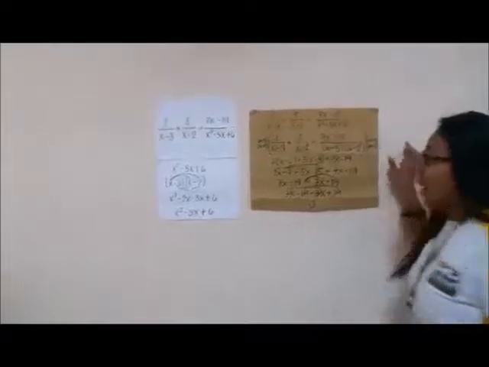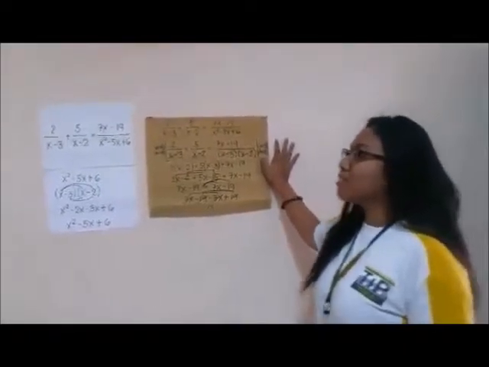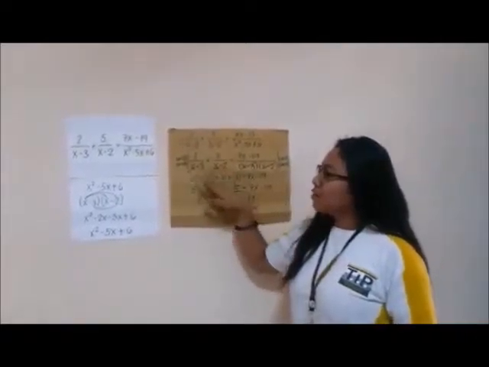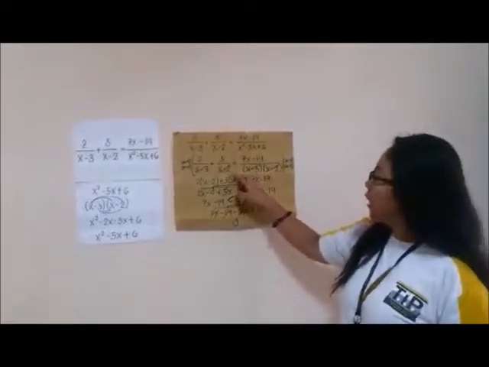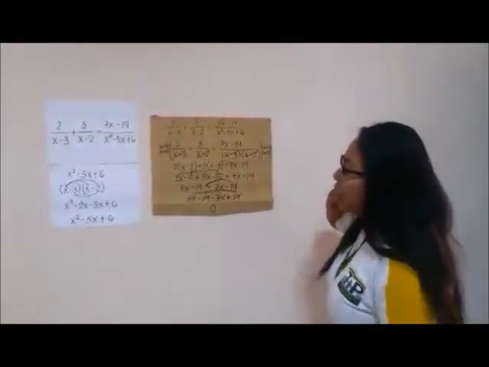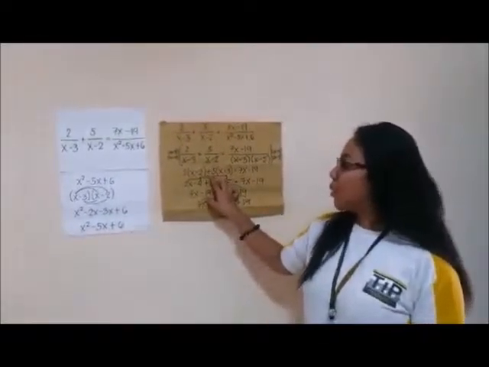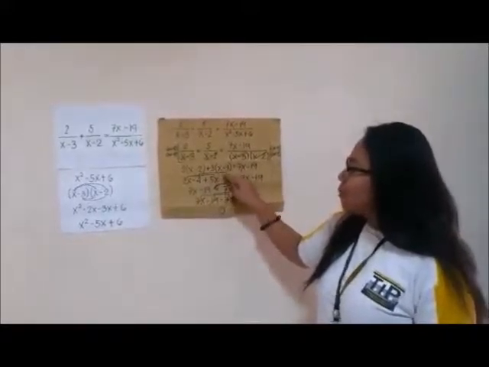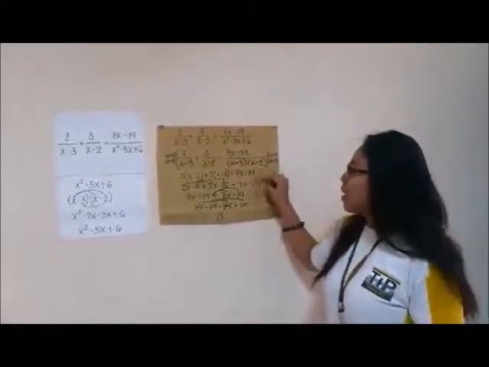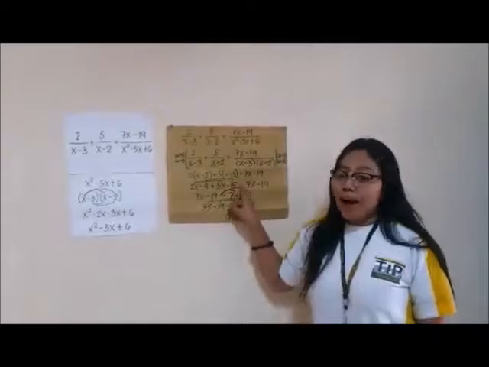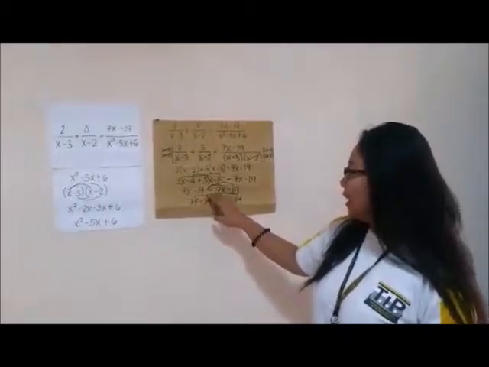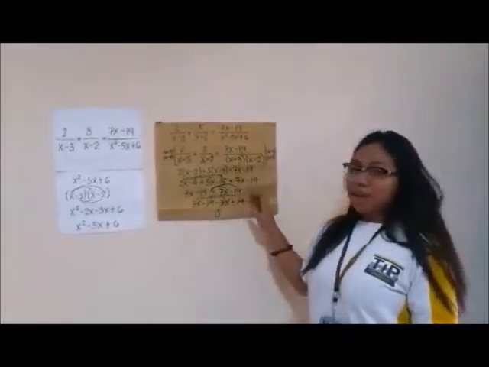After that, I multiply both sides by x minus 3 and x minus 2. I cancel the x minus 3 and the x minus 2 in the quantity x squared minus 5x plus 6. And I got 2 times the quantity x minus 2 plus 5 times the quantity x minus 3 equals 7x minus 19. I combine the like terms and I got 7x minus 19 equals 7x minus 19.